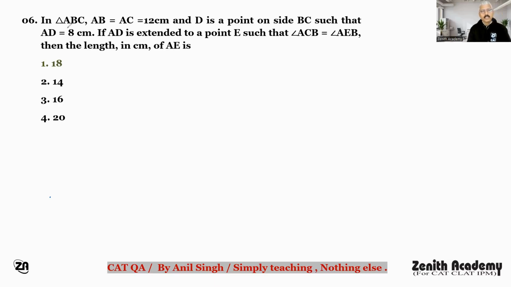Now the next question is: in a triangle ABC, AB is equal to AC equal to 12 centimeter, and D is a point on side BC such that AD is equal to 8 centimeter. If AD is extended to a point E such that angle ACB equals angle AEB, then the length in centimeter of AE is. Okay, let us draw a figure.